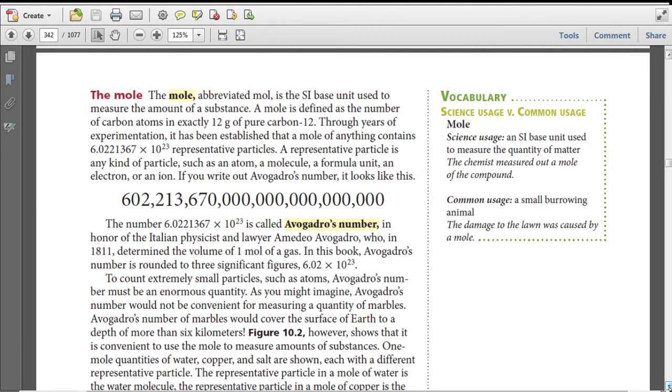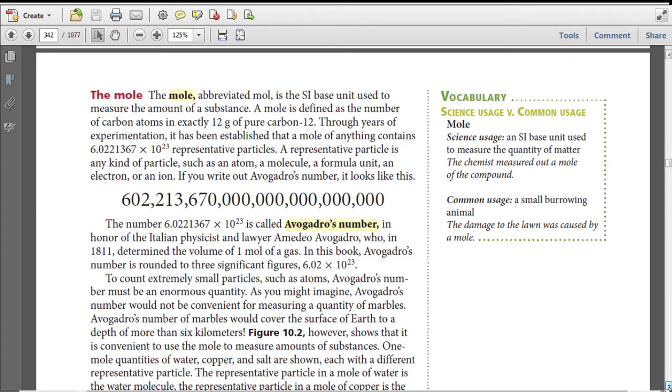The mole, abbreviated mol, is the SI base unit used to measure the amount of a substance. A mole is defined as the number of carbon atoms in exactly 12 grams of pure carbon-12 isotope. Through years of experimentation, it has been established that a mole of anything contains 6.021367 times 10 to the 23rd representative particles. A representative particle is any kind of particle, such as an atom, a molecule, a formula unit, an electron, an ion. If you write out Avogadro's number, it looks like this.